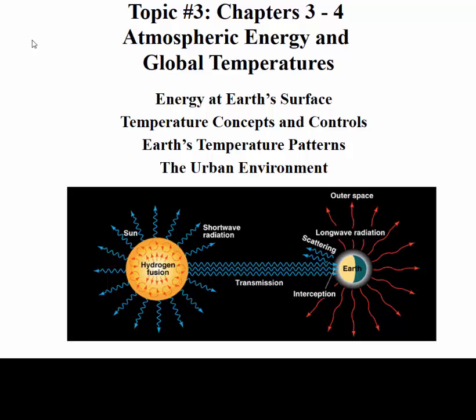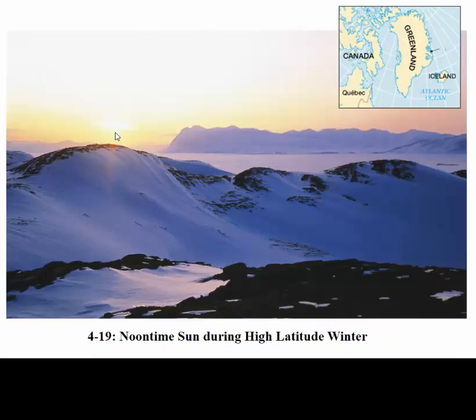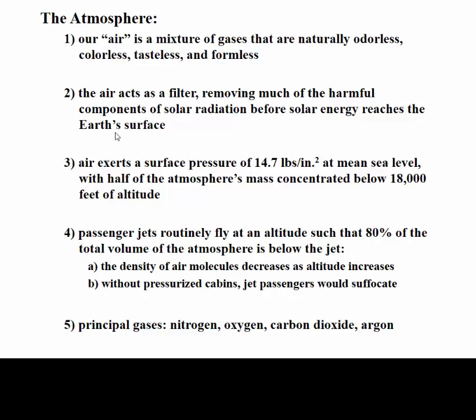Hi, in chapters 3 and 4 we cover atmospheric energy and global temperatures. You can see the depth of the atmosphere is a barrier to the solar energy, and we did talk about how oblique angles near the poles are going to create less, more diffuse energy than more direct radiation that occurs at the equator year-round. And you can see noontime during high latitude winter, and I think I showed an example of that in Iceland, where I was.